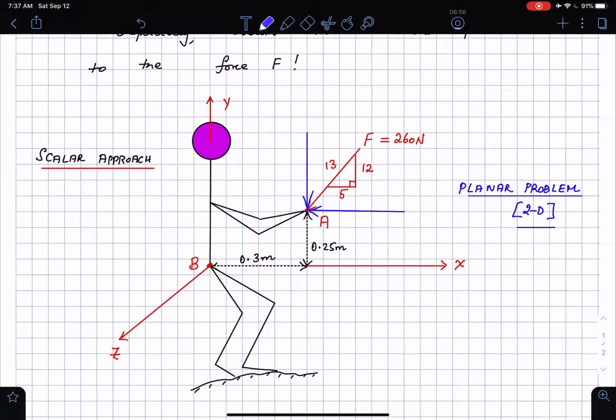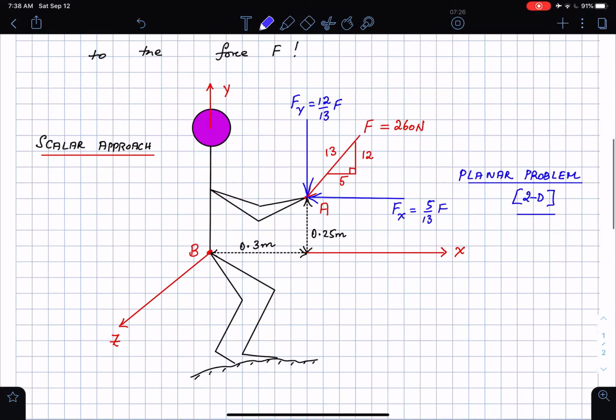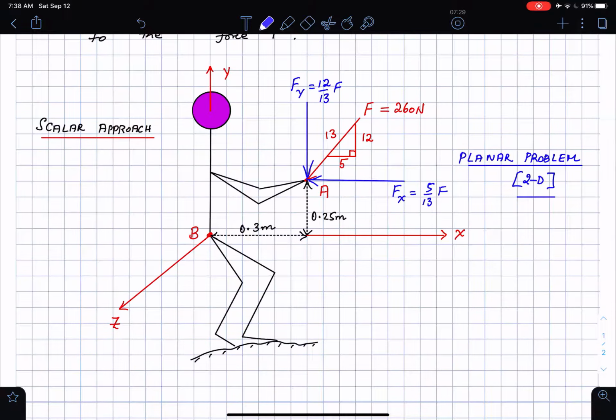So the forces with their components are the following. This is going to be 5 by 13 F, and let me call it the force Fx, because it's the x component, along the x direction. So this is the force Fx, which is 5 by 13 F, and this is the force Fy, which is 12 by 13 F, and F is equal to 260 newtons. Then how do I find the moment about the point B due to the force F?